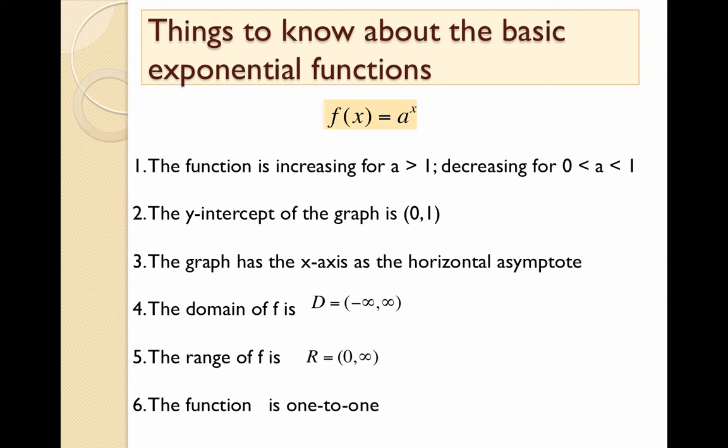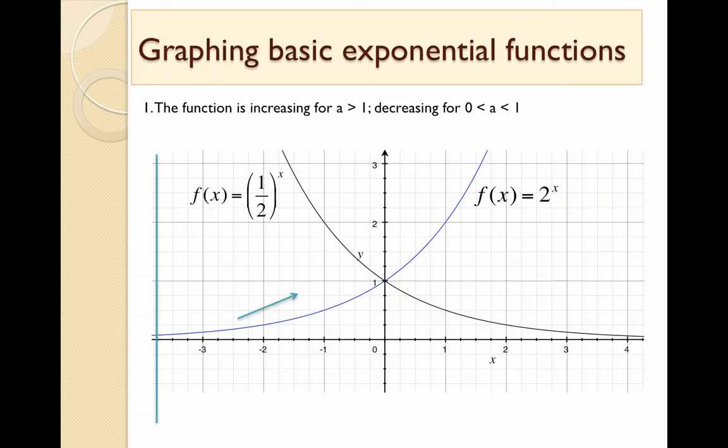The graph has the x-axis as the horizontal asymptote. The domain, -infinity to infinity, so x can be any value. The range is 0 to infinity, so we see that we're not going to get any negative values for our y-coordinates. And this is a one-to-one function. So let's look at each one of those individually.